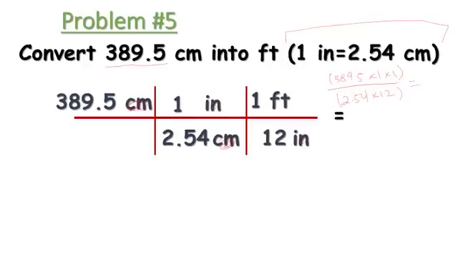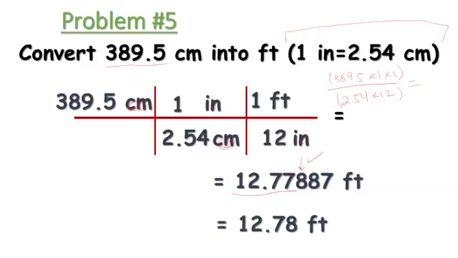You put that in your calculator, you get 12.77887. I have to have 4 significant figures. So I look at this digit to tell me if I need to round up or not, and I do. So I say 12.78 feet.